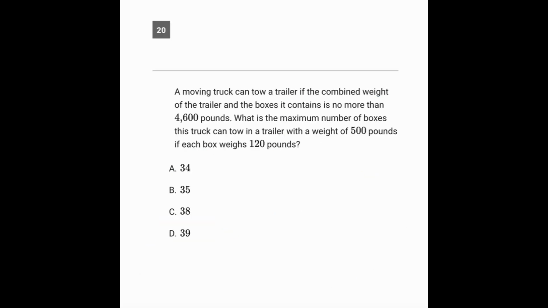Now going to question 20. Here we have an inequality word problem. So we have a truck that can tow. So what we're dealing with here is the combined weight of the trailer and the boxes. So let's write that down. Trailer, boxes, and all of that has to be no more than, so it can be less or it can be equal to, so no more than 4,600 pounds.